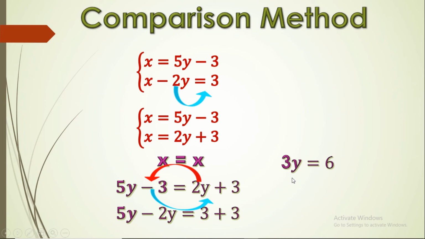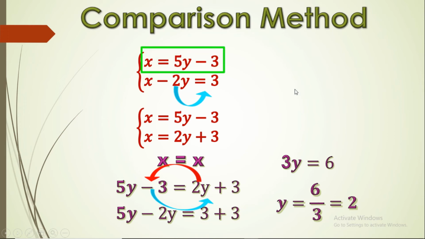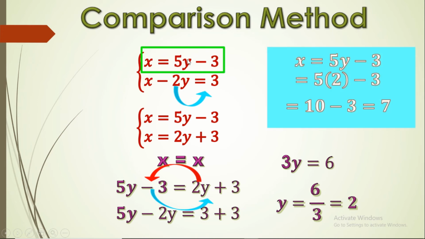Now 3y equals 6, then y equals 6 over 3, so y equals 2. Well, we have determined the value of y. Now we can just replace it in any one of the equations to get the value of x. Well, we have x equals 5y minus 3. If we use, for example, the first equation, we can just replace y by its value, which is 2. So x equals 5 times 2 minus 3. 5 times 2 is 10. So x equals 10 minus 3, then x equals 7.